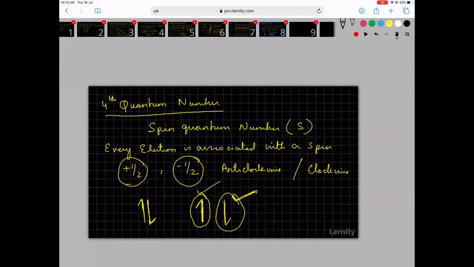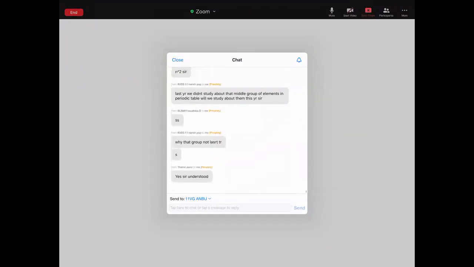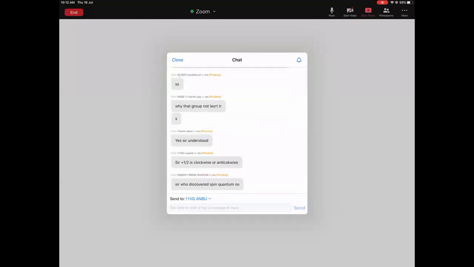Okay. So you have clockwise spins and you have anti-clockwise spins. Plus half is anti-clockwise, minus is clockwise. Remember, everywhere in 11th and 12th, plus will be positive. Sorry, plus will be anti-clockwise, minus will be clockwise.